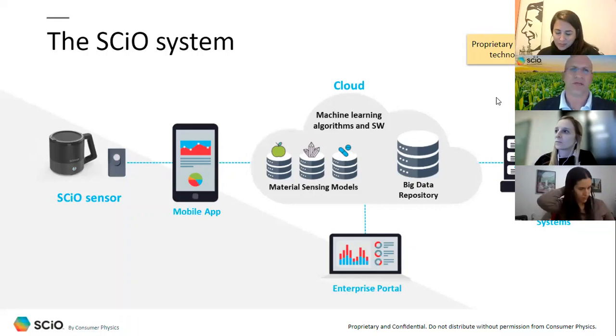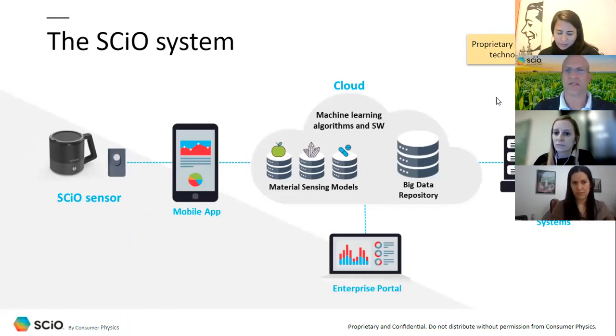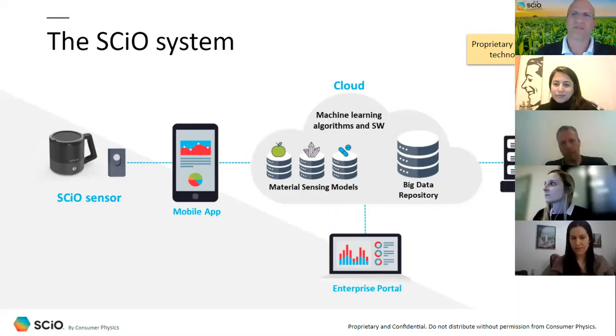The second part is a mobile phone application. That application is the user interface for the users. So that's how you operate everything and get all the information. It communicates via Bluetooth with the device and operates the device. It's also used as a relay for the data coming from the device, which is then sent over to the third part of the system, which is the cloud system that we have.